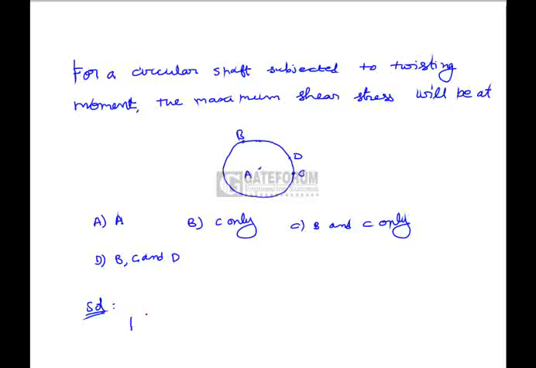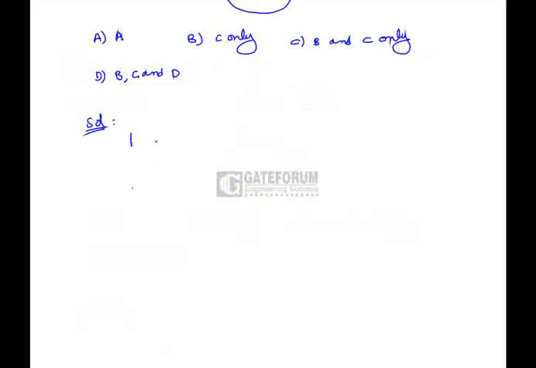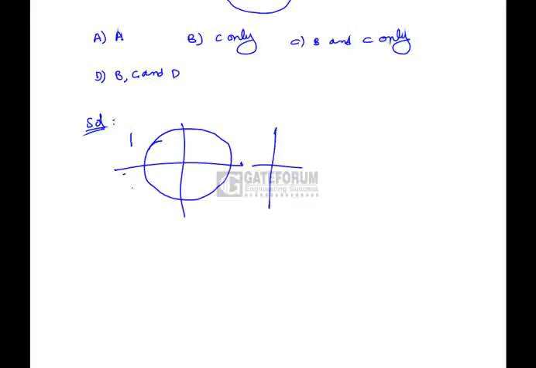So generally in case of pure torsion, the shear stress is directly proportional to the radius of the circular shaft. So here if you consider a circular cross section, generally the shear stress varies proportionate to the radius of the shaft. So here is the maximum shear stress induced in the member, and at the center there is no shear stress, that is, shear stress is 0.